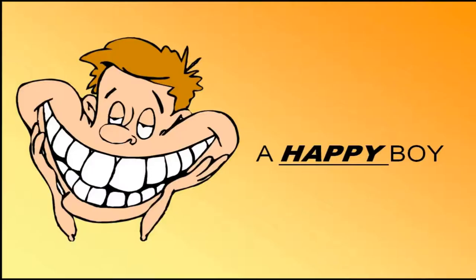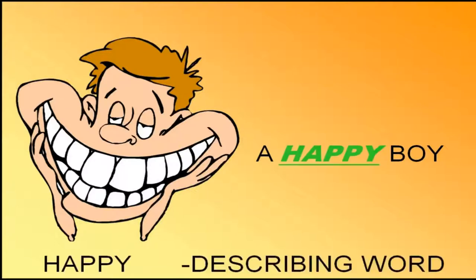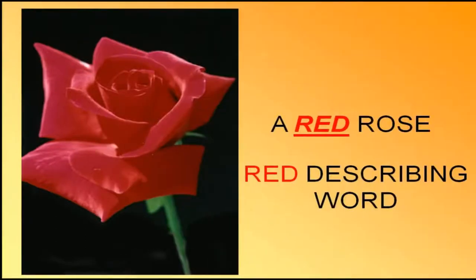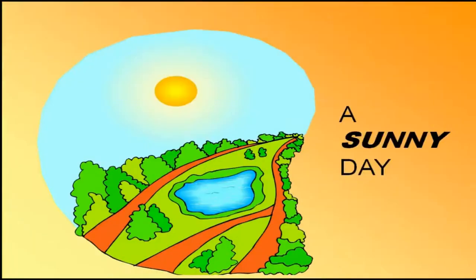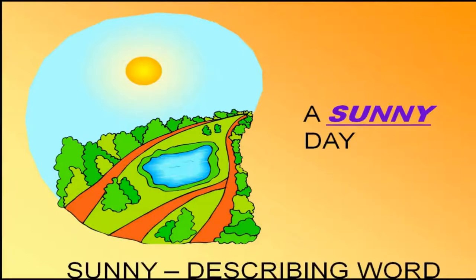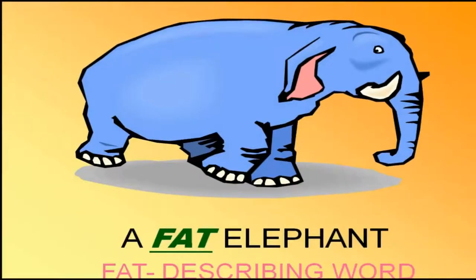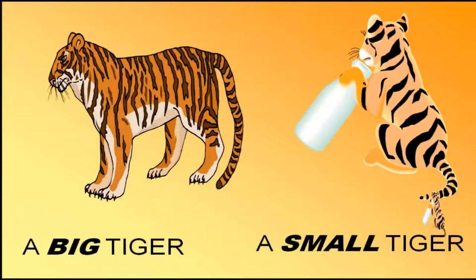See, a happy boy. So happy is a describing word. A red rose. So here, red is a describing word because it is telling more information. A sunny day. Day is sunny. So sunny is a describing word. A fat elephant. How is the elephant? Elephant is fat. So fat is a describing word. A big tiger. A small tiger. So big and small are the describing words.